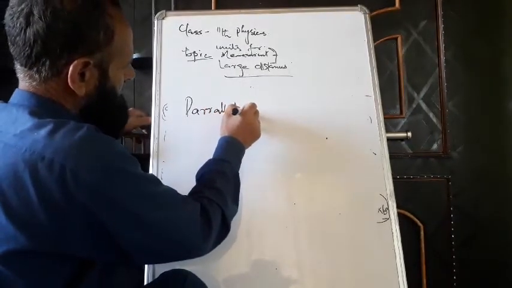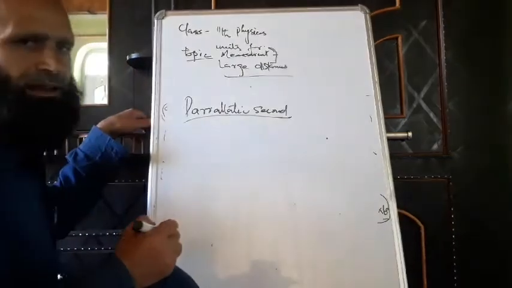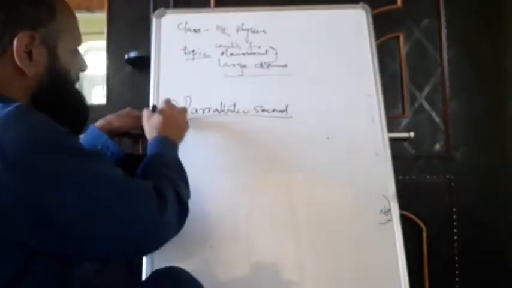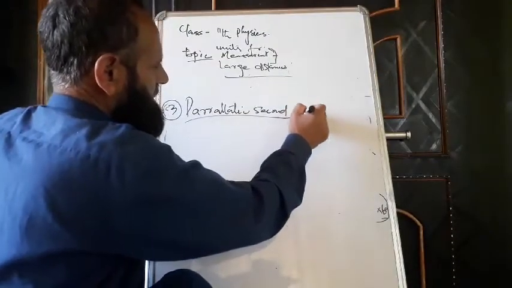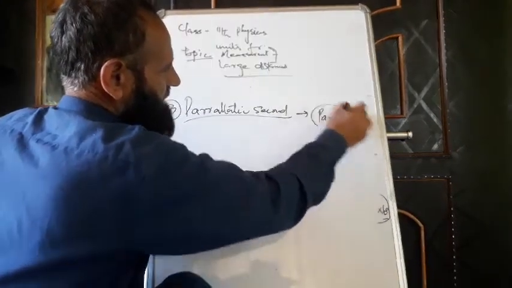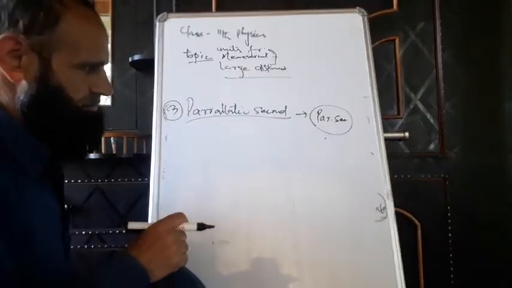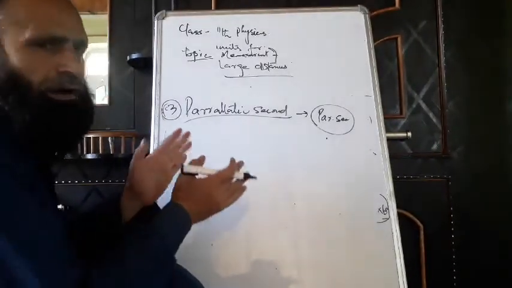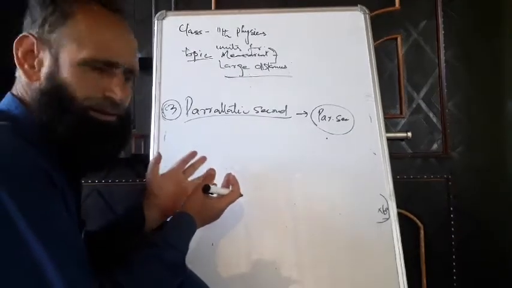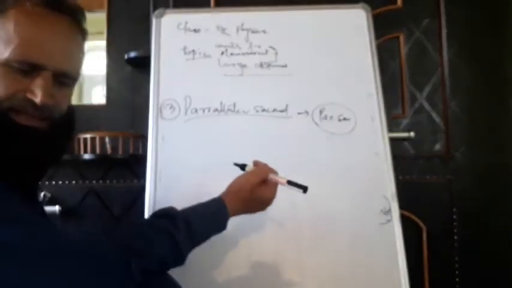parallactic second, or it is represented as parsec. It is sometimes called parsec. What is the distance of 1 parsec? How long is 1 parsec? What is a parsec?